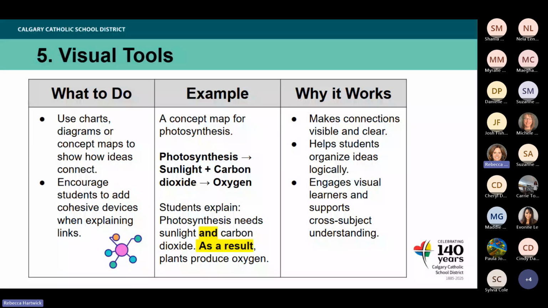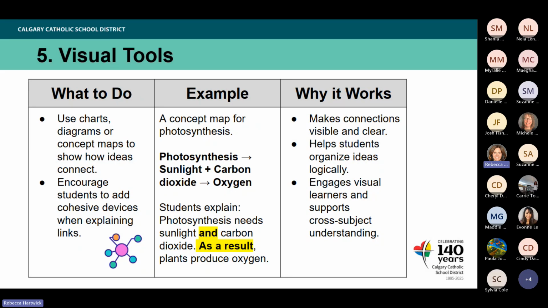Number 5 here, we have visual tools. So what to do? You can use charts, diagrams, or concept maps to show how ideas connect. Encourage students to add cohesive devices when explaining links. So an example, a concept map for photosynthesis. So you can see here we have photosynthesis with an arrow, sunlight and carbon dioxide added together, then creates oxygen.